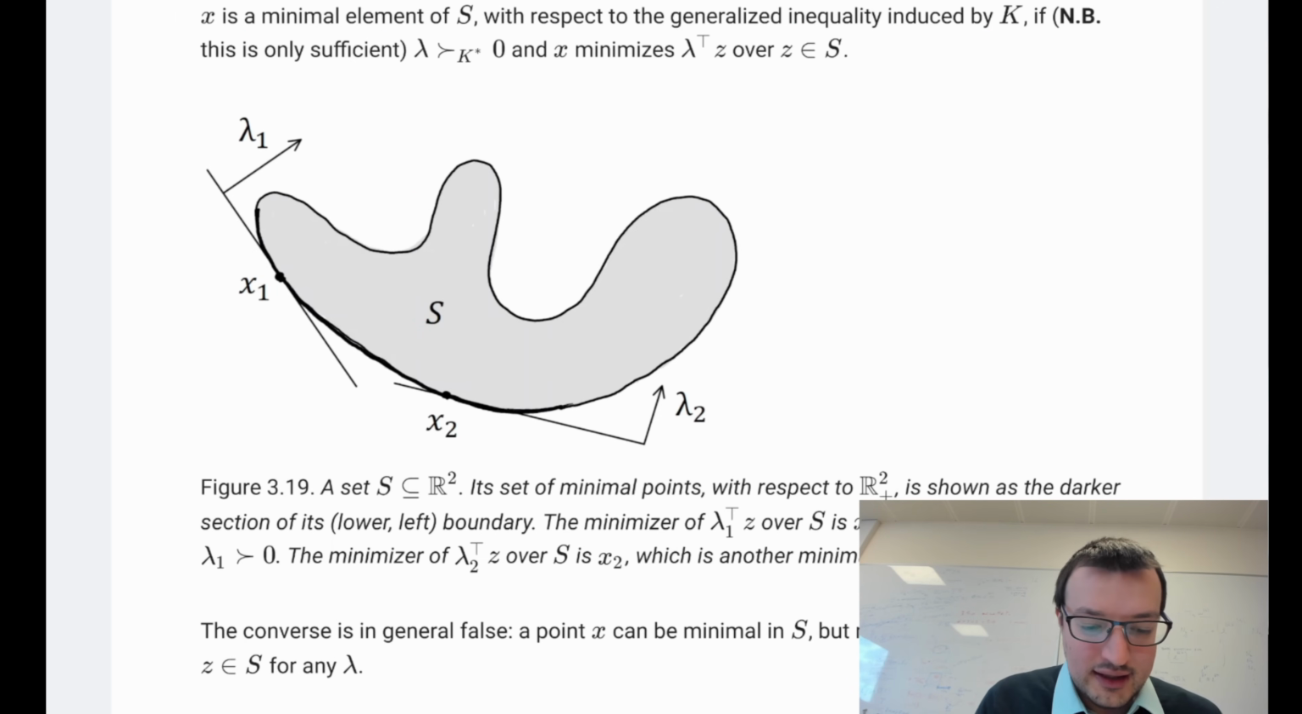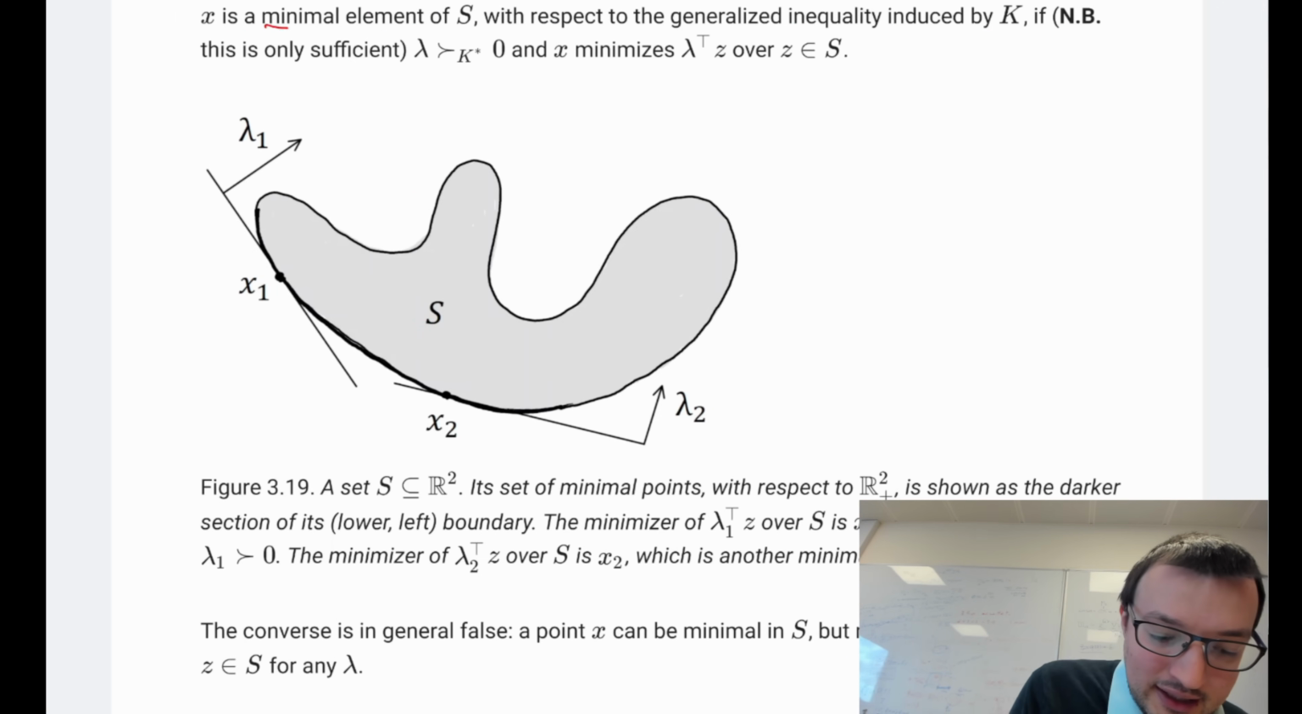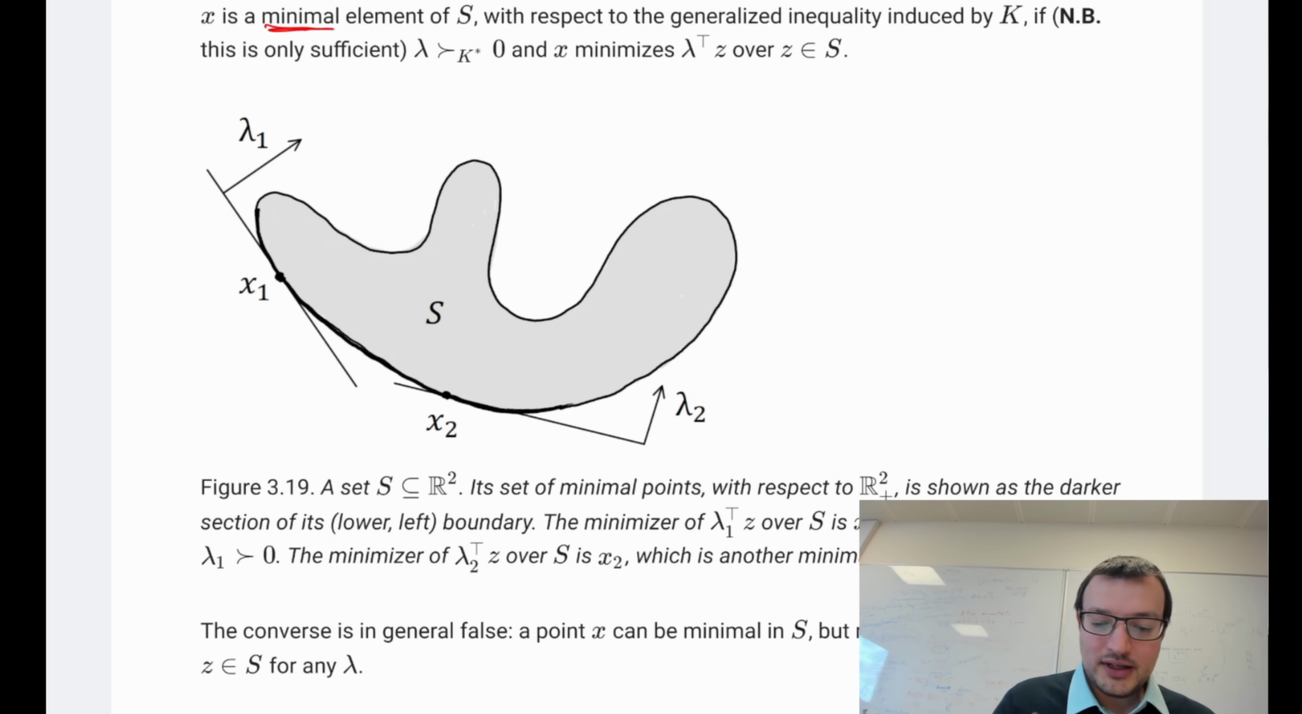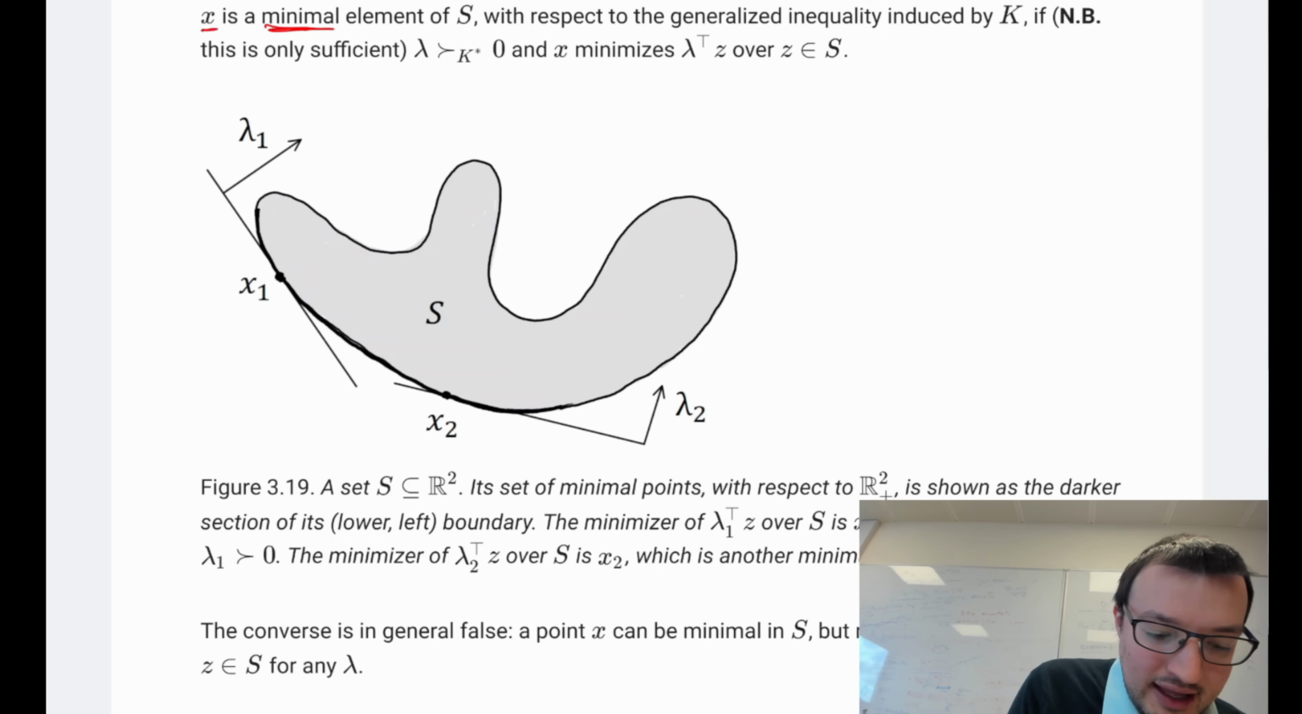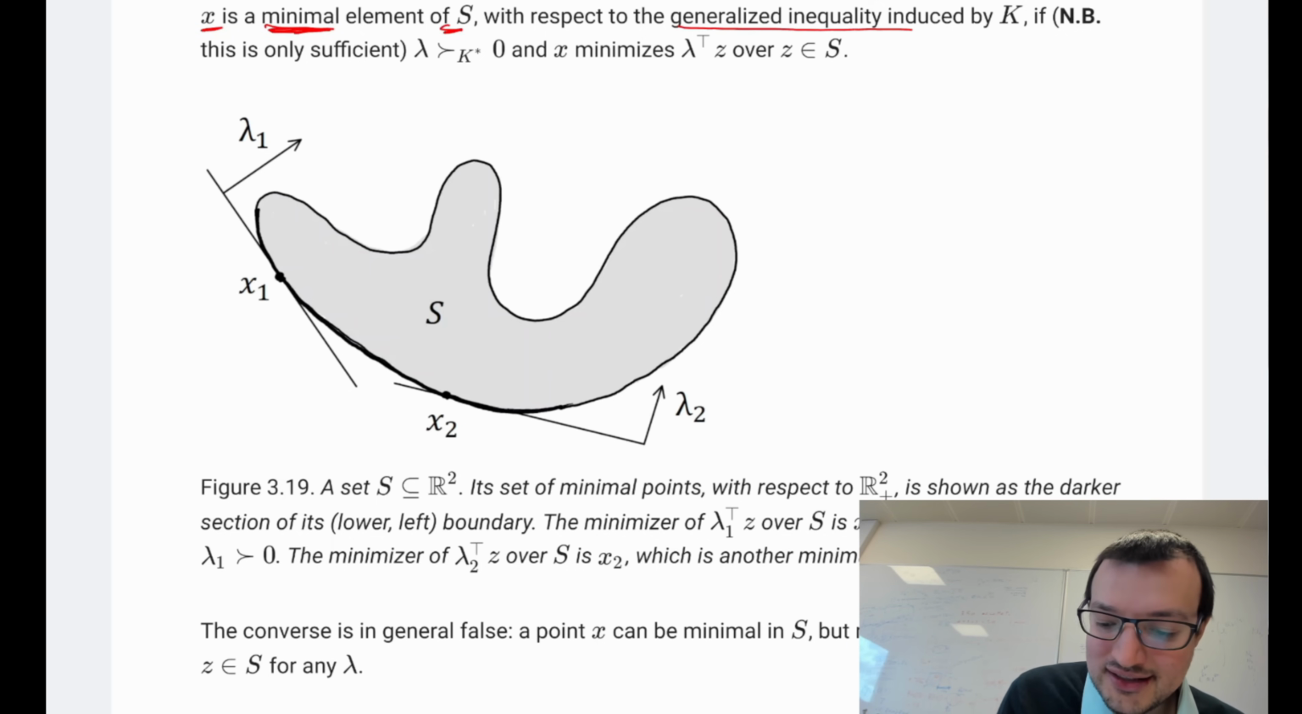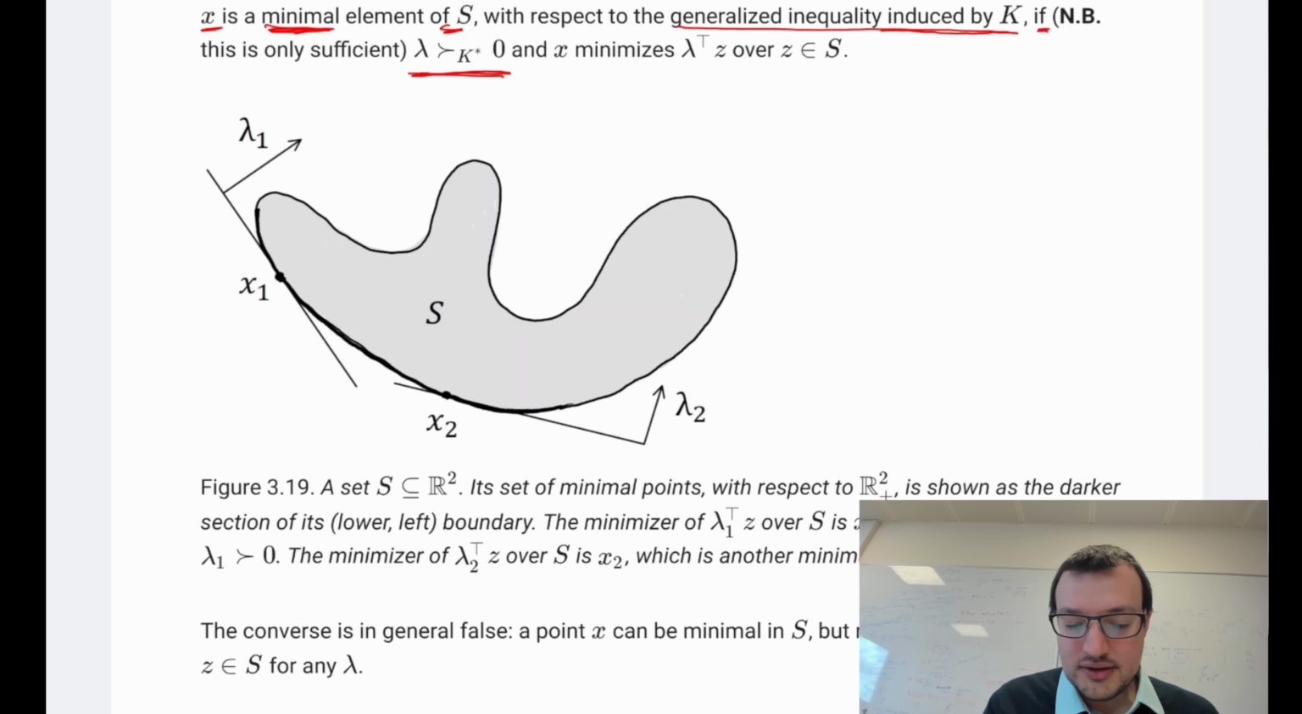We now look at the characterization of a minimal element, again with respect to generalized inequalities. X is a minimal element of S with respect to the generalized inequality induced by K if, taken a strictly positive lambda with respect to the dual cone, X minimizes lambda transpose Z over Z in S.